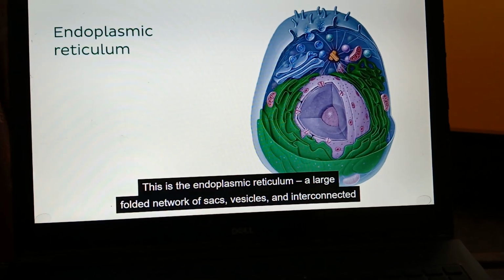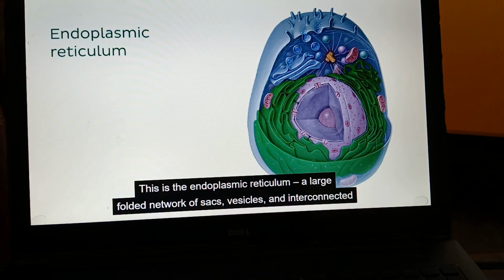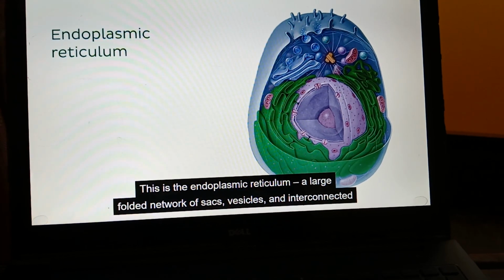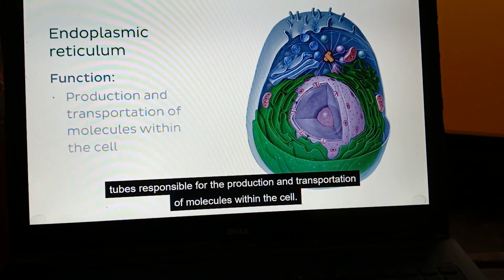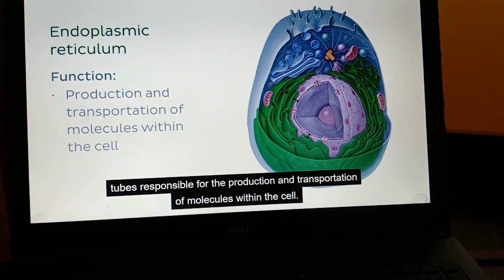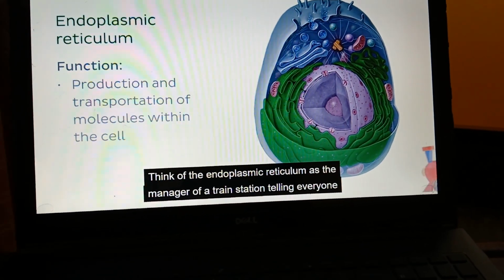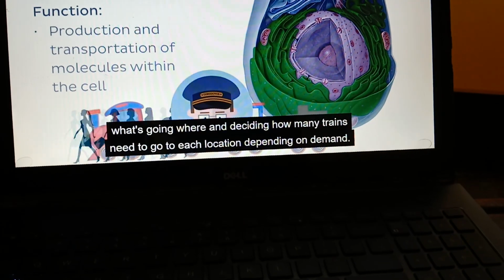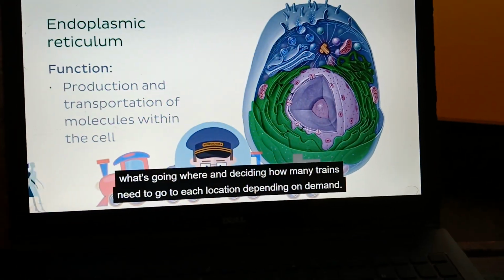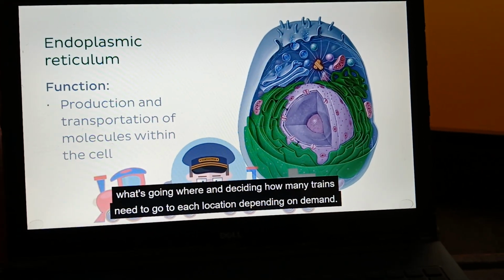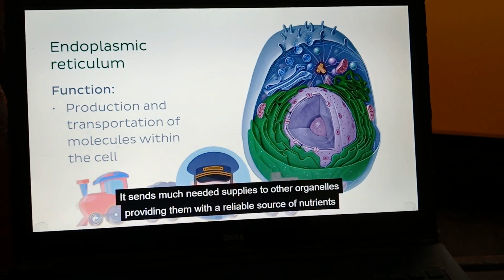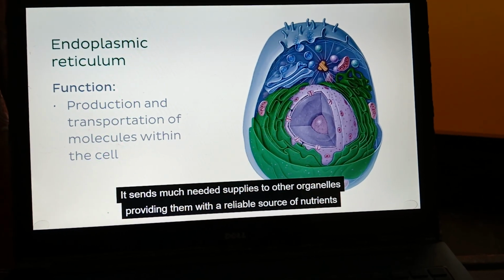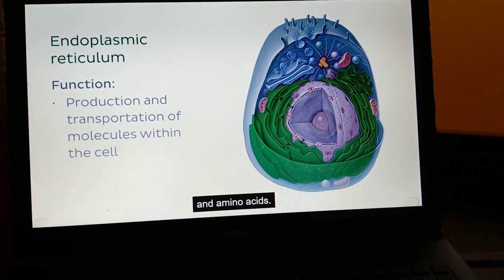This is the endoplasmic reticulum, a large folded network of sacs, vesicles, and interconnected tubes responsible for the production and transportation of molecules within the cell. Think of the endoplasmic reticulum as the manager of a train station, telling everyone what's going where and deciding how many trains need to go to each location, depending on demand.